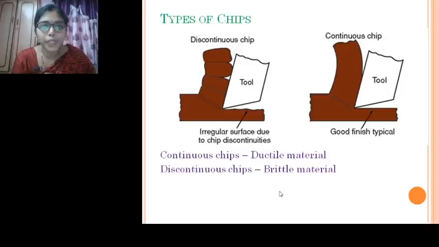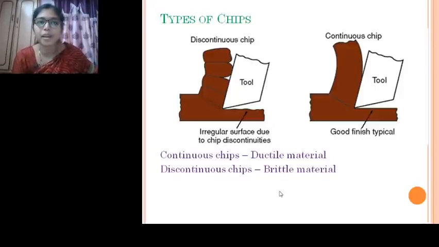So now, when we are machining the surface, when we are removing the material from the surface, the material which is removed is called a chip. These chips are classified into two types. The unwanted material which is removed from the surface of the component to obtain the final, desired component, that is called a chip. Now there are two types of chips, that is discontinuous chip and continuous chip.